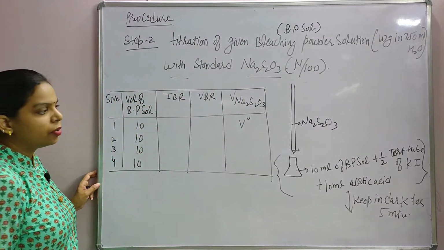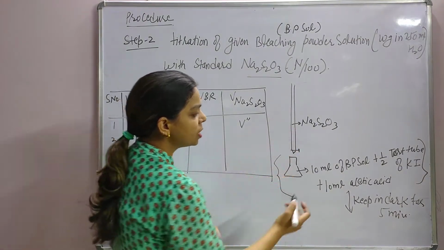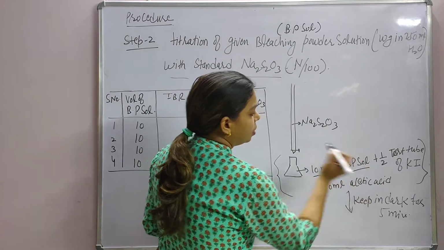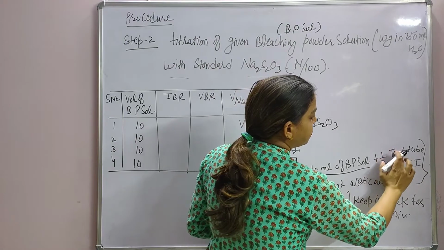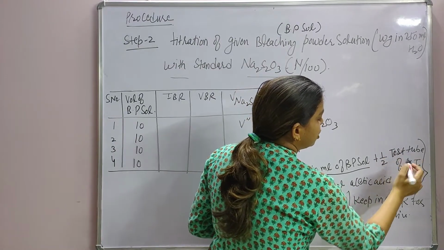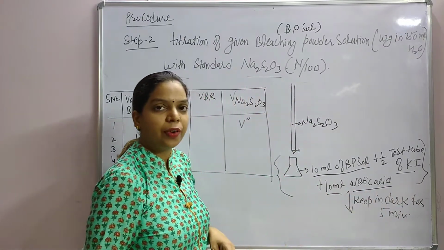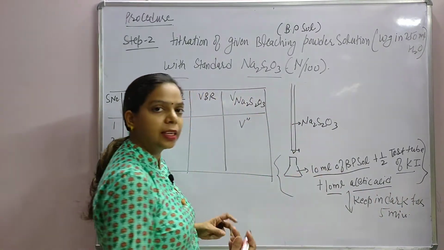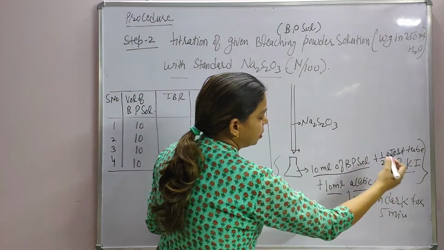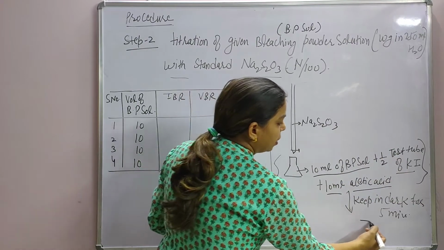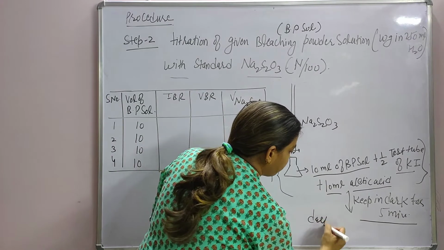So the procedure of titration is again similar. You take thiosulfate solution in burette, and in the conical flask you have to take 10 ml of bleaching powder solution. Then half test tube of KI is added, and 10 ml of acetic acid, because this reaction will happen in the presence of acetic acid, we have already seen in theory. So after mixing these three things, you will keep it in dark for 5 minutes. This solution will turn dark yellow.